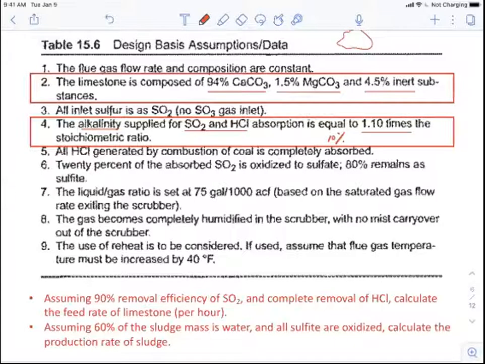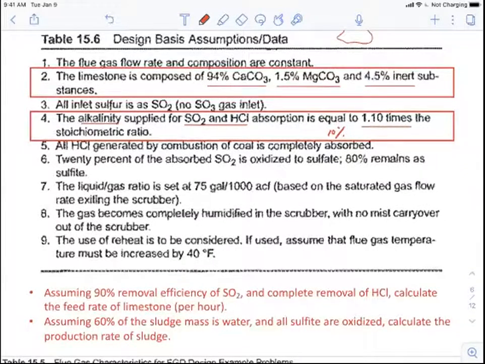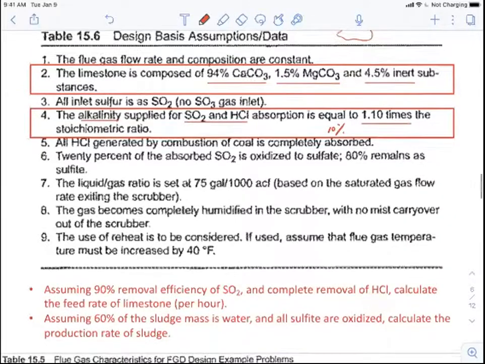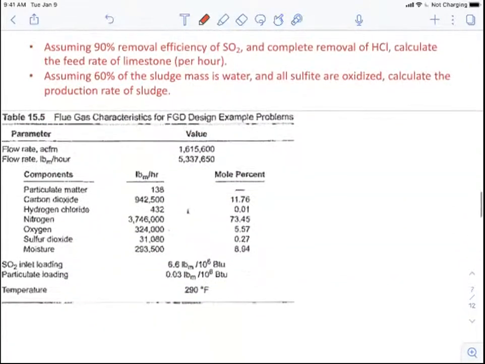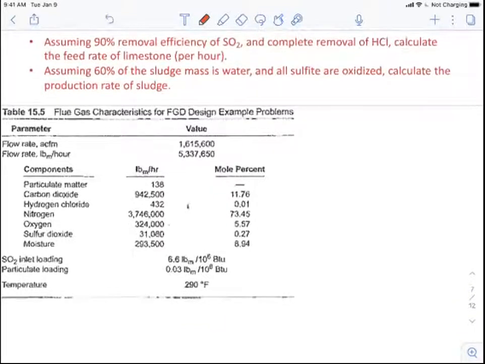In real sulfur dioxide scrubber design, or let's say trona injection or limestone injection problems, you have to consider these complexities. So now let's look at this question here. The first question is asking us, what is the feed rate of the limestone that's required to remove 90% of the sulfur dioxide, and also the complete removal of the hydrogen chloride?